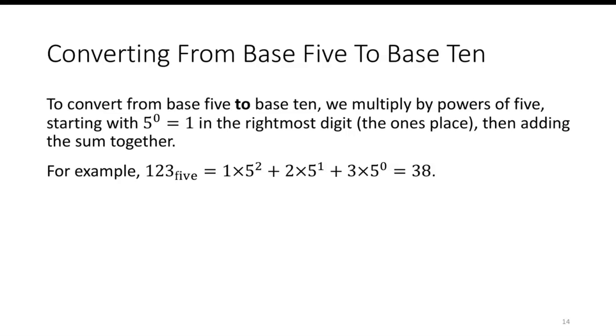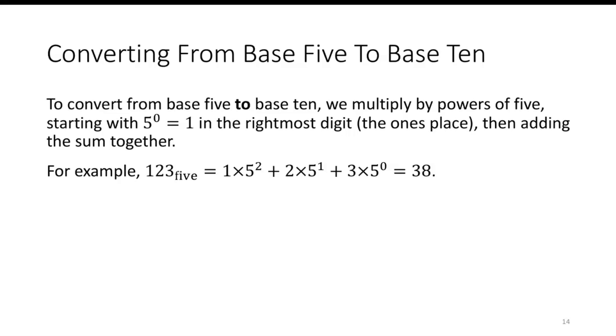To convert from base 5 to base 10, we would multiply by powers of 5, starting from the far right with 5 to the 0, or 1, in the rightmost digit, and then work our way to the left-hand side to get whatever the power is there. Multiply, then add everything together to get your sum.